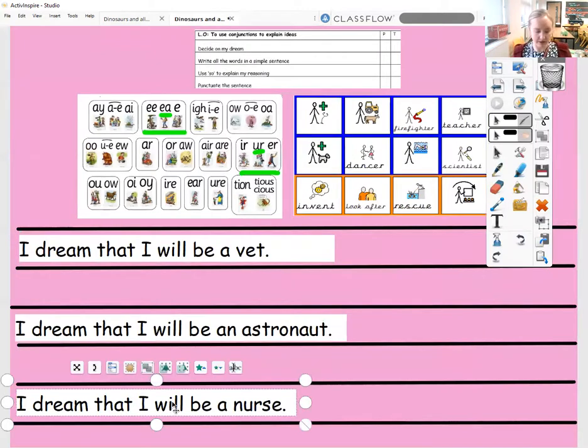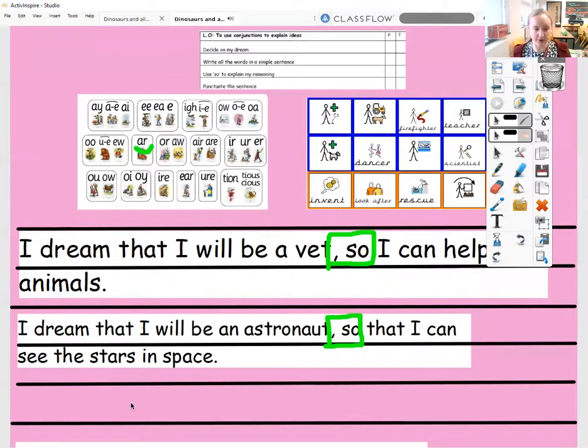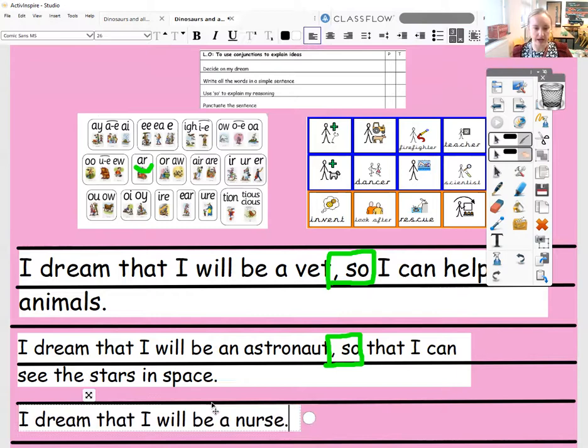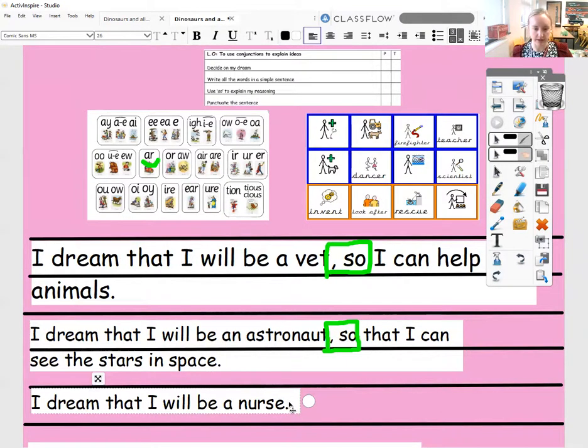I'm going to do one more just to make sure we've all got that. So I'm going to steal this nurse one. That was my final idea. So here I've got, I dream that I will be a nurse. So I'm going to do exactly the same. Change that full stop to a comma. Add the conjunction so. And now I'm going to use my reasoning to explain why I want to be a nurse. So I dream that I will be a nurse so that I can look after people.